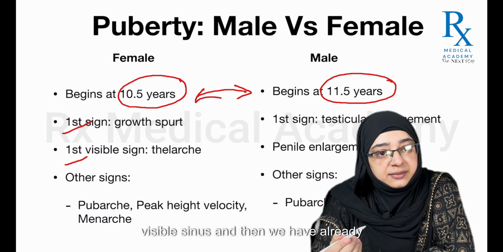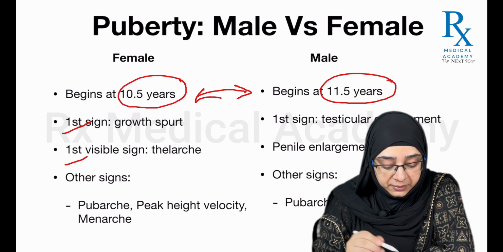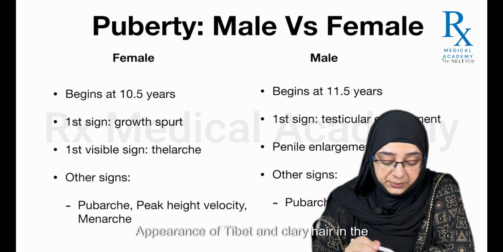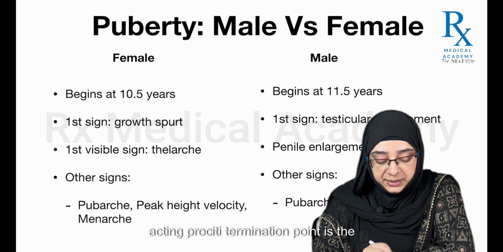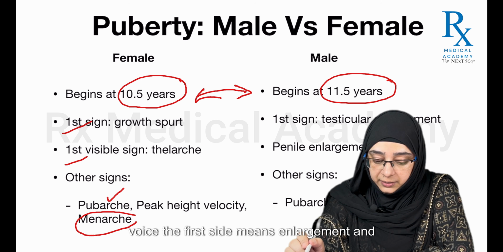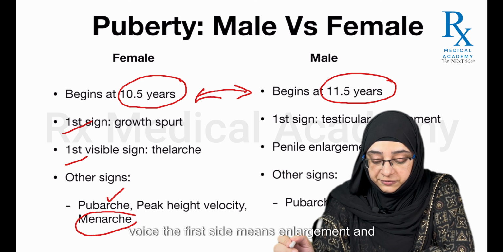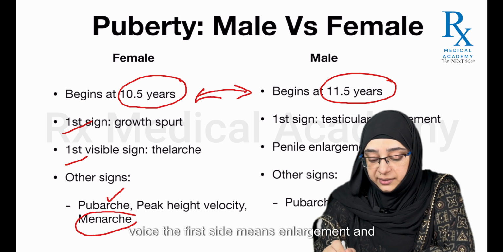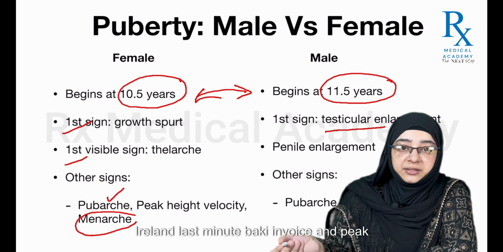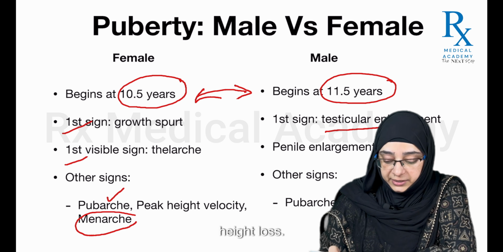Now we've discussed that the first sign is growth spurt, but the first visible sign is thelarche. And then we have the other signs as we've already discussed: pubarche or appearance of pubic hair, axillary hair, then we have peak growth velocity, and the culmination point is menarche. In the boys, the first sign remains testicular enlargement, and then you have other signs of puberty: penile enlargement, pubarche in boys, and peak height velocity.